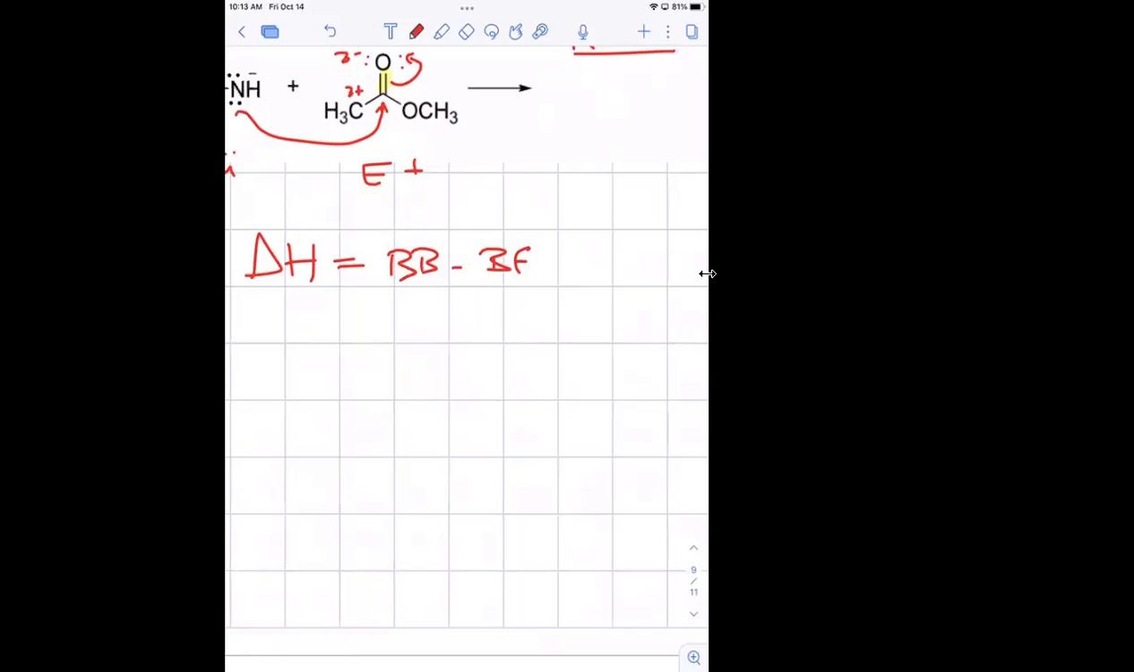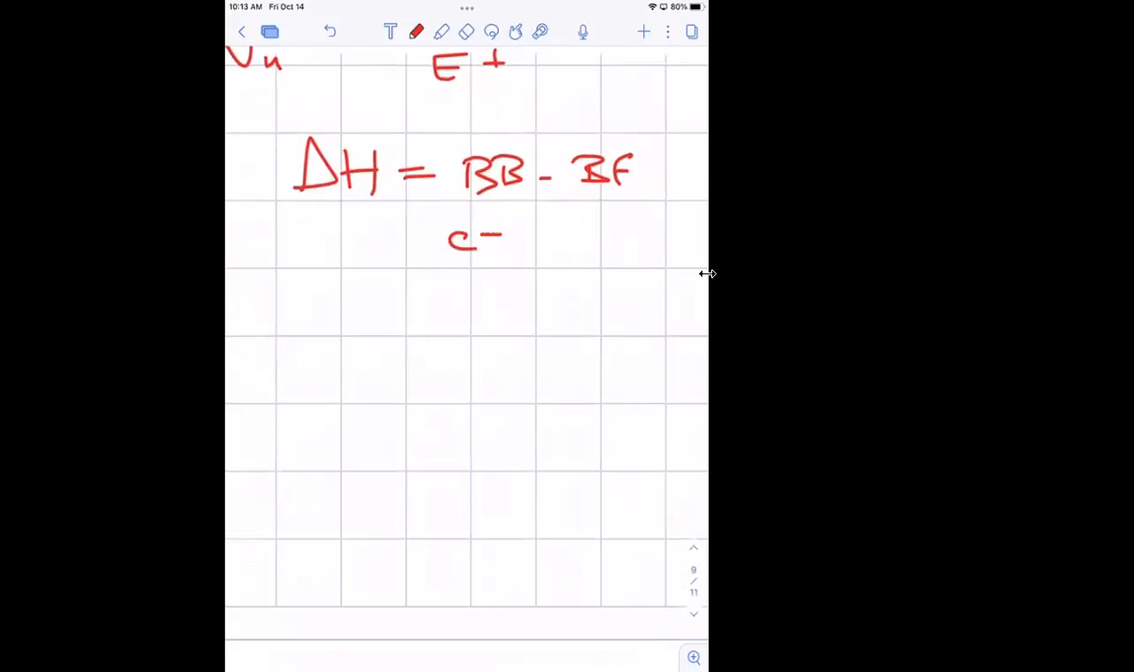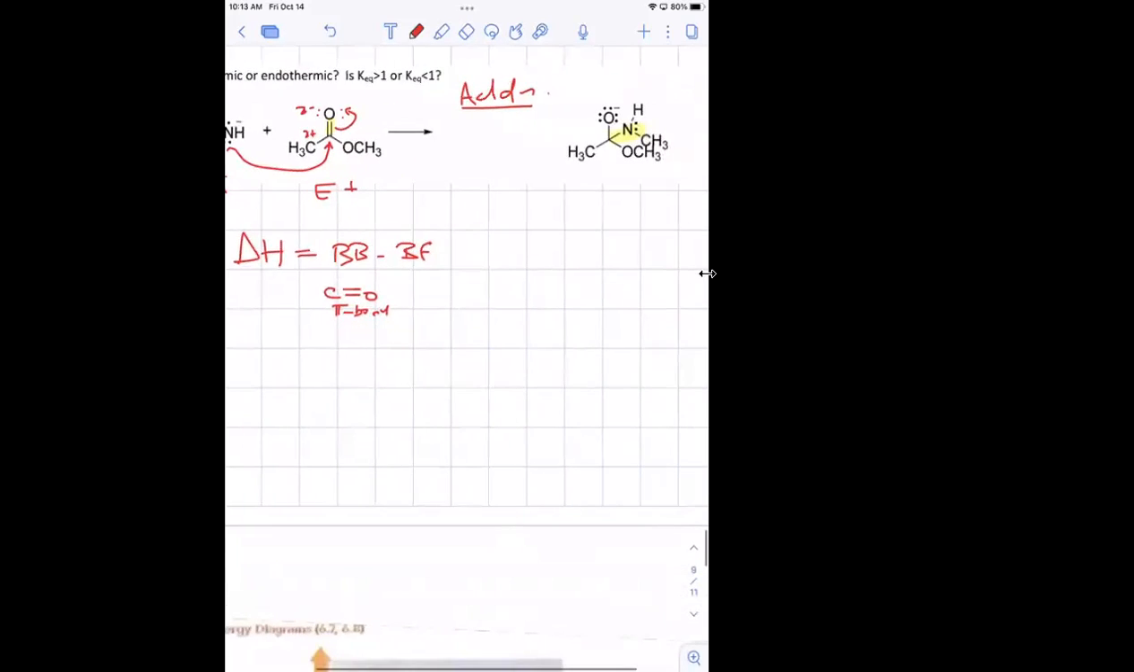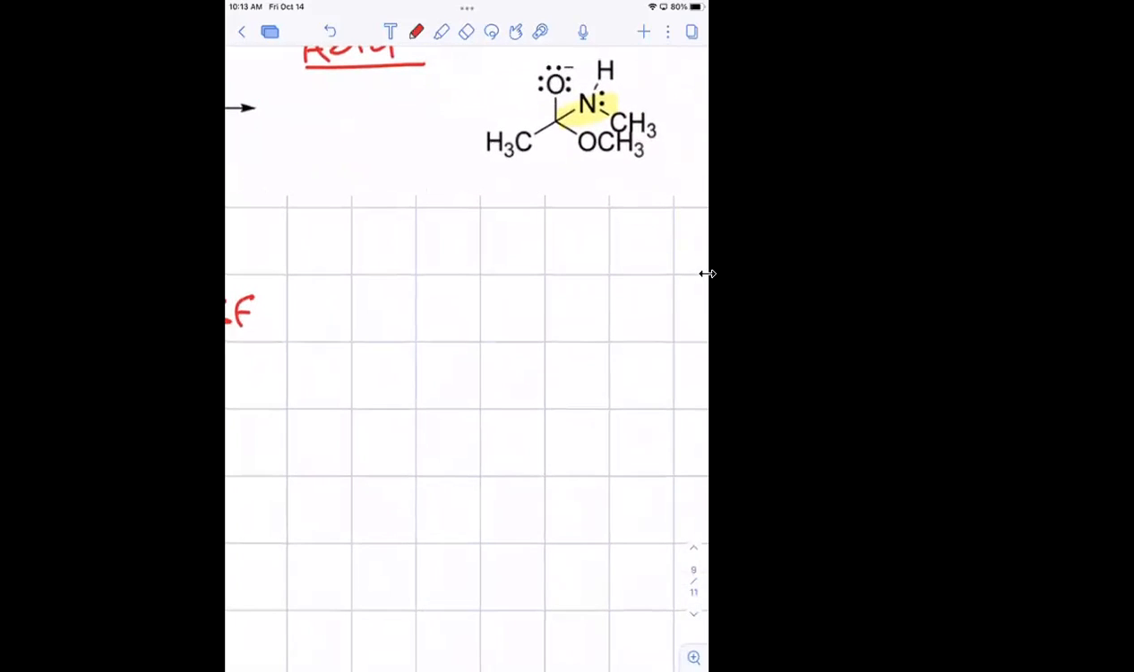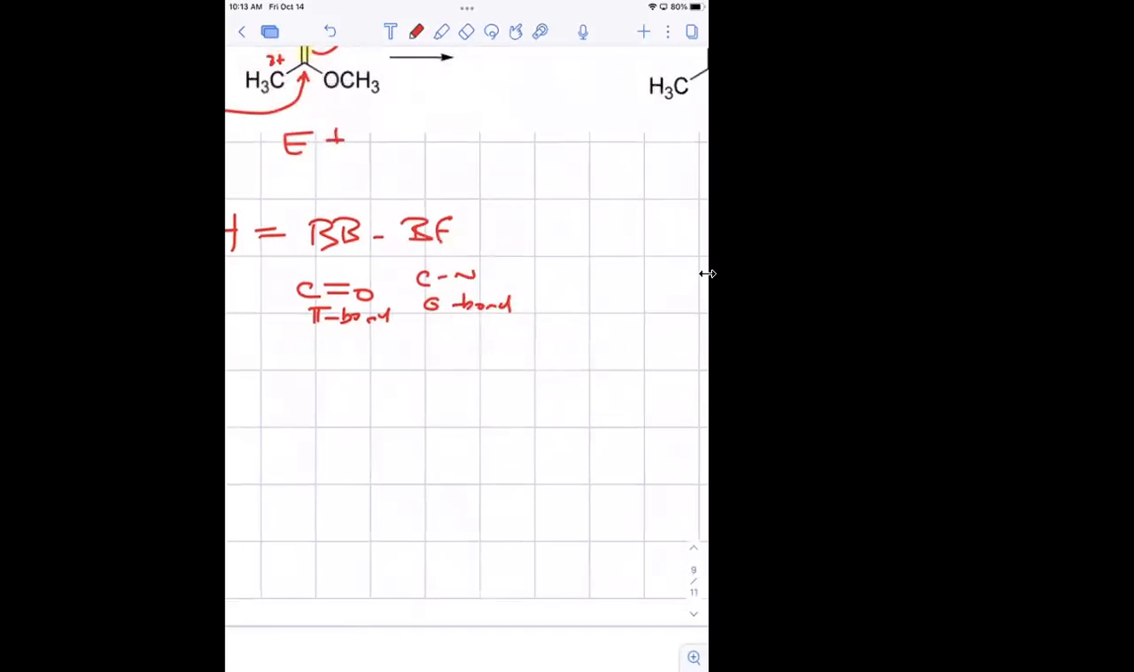What bond did I break? CO bond. And then I made what? Sigma bond. So I made a CN sigma bond. Good, excellent. Everybody following that on Zoom? So I broke a CO pi bond and I made a CN sigma bond.